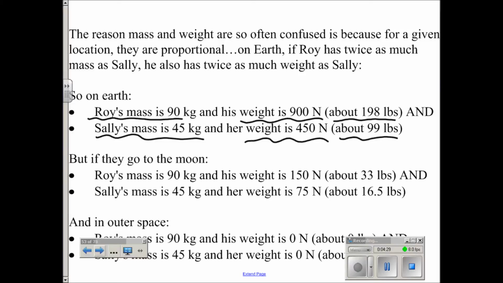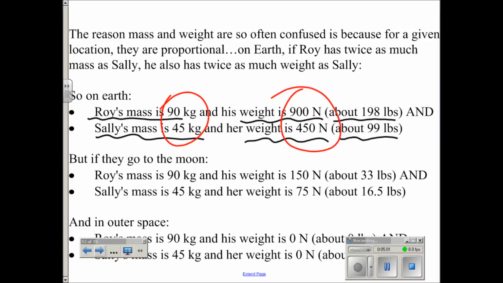So the idea is, look, Roy has twice as much mass, he also has twice as much weight. Okay? So they're very, very closely related. More mass generally equates to more weight. Okay? If you go to Europe and you ask somebody, hey, how much do you weigh? They're going to give you their weight in kilograms, which is wrong. Okay, and usually I tend to side with Europe on stuff like this because they use the metric system. But in this case, they're using the metric system wrong.